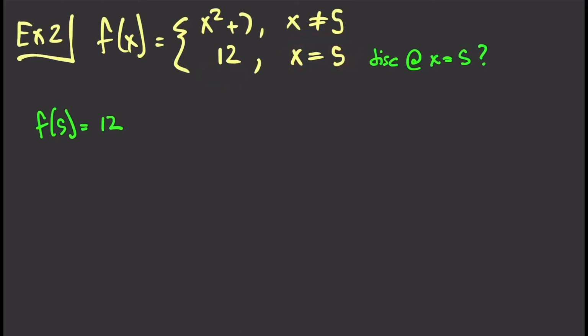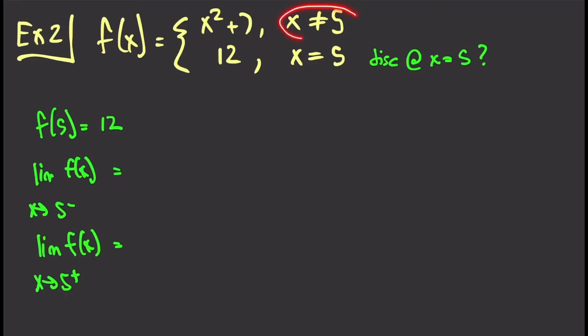Now the next two are a little bit different than what we've seen before. I want the limit of f of x as x approaches 5 from the left, and I want the limit of f of x as x approaches 5 from the right. Now, this piece here says x does not equal 5. It can be anything except 5. So another way we could have written that would be negative infinity to 5 with parentheses, or 5 to infinity.